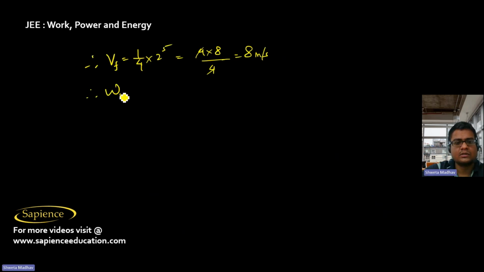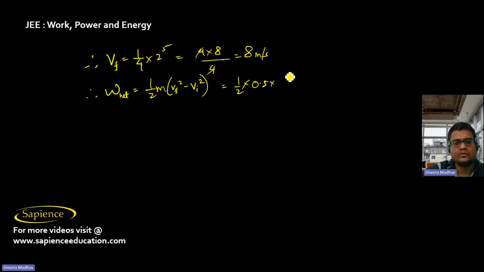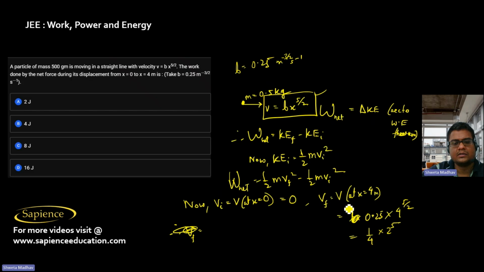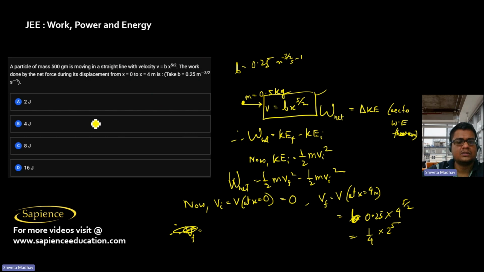Now the work done by the net force will be equal to half m into v final square minus v initial square. So half into m, mass is 0.5 kg, into v final, that is 8 square, minus v initial, that is 0. So this will be half into 1 by 2, since 0.5 is half only. 8 8s are 64, so 16 4s are 64. So 16 joule is the work done. Option D is the correct answer.